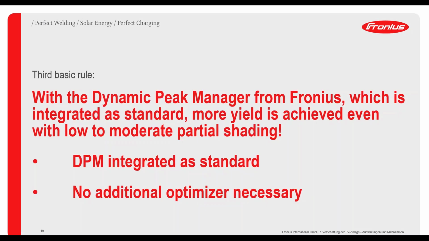And yeah, actually that's the 3rd basic rule I just covered there. With Fronius Dynamic Peak Manager, it's just integrated as standard, and you have more yield achieved even with low and moderate partial shading, and no additional optimizers are necessary there. That's the 3rd basic rule. So if it's just a standard system and there is partial shading, low to moderate, don't use additional components there. You're perfectly fine with standard modules and the Dynamic Peak Manager on.